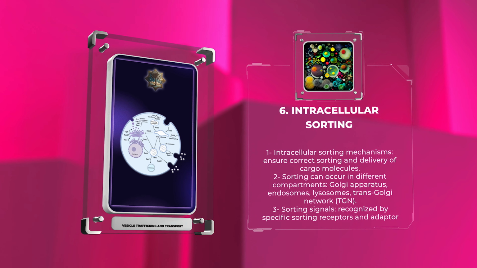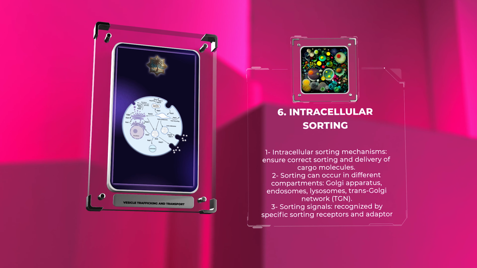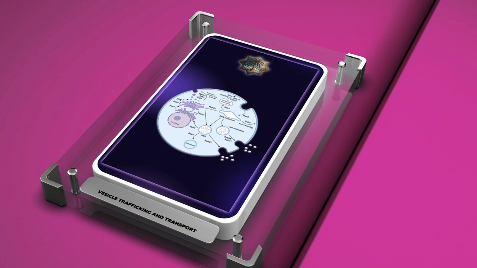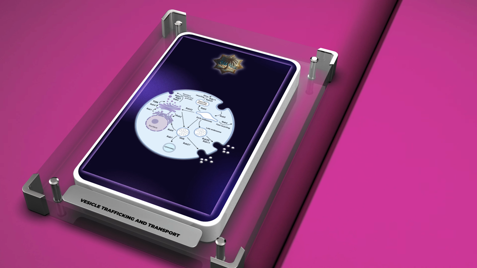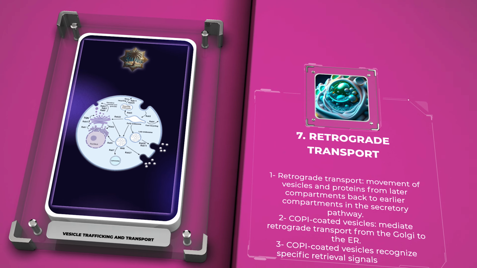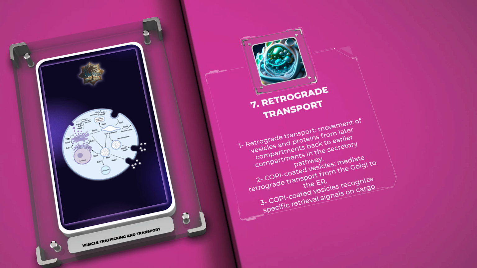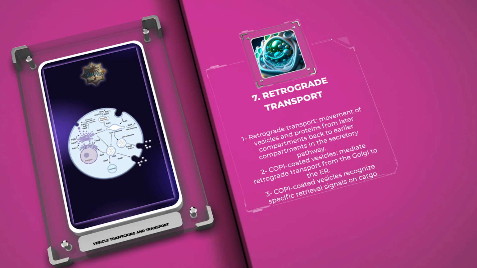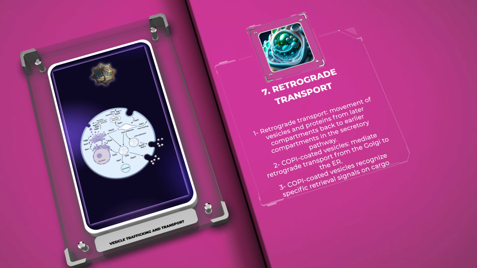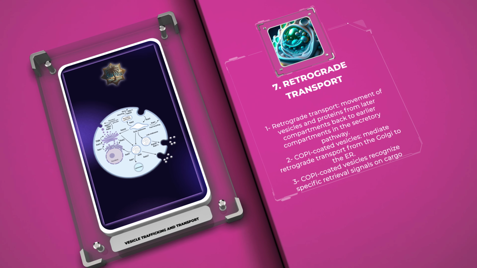The sorting process is further regulated by small GTPases, which control the targeting and fusion of transport vesicles to their respective compartments. Retrograde transport is the movement of vesicles and proteins from later compartments back to earlier compartments in the secretory pathway. This process is important for maintaining intracellular organization and function. COPI-coated vesicles mediate retrograde transport from the Golgi to the ER by recognizing specific retrieval signals on cargo molecules. These vesicles deliver the cargo molecules back to the correct location in the ER.